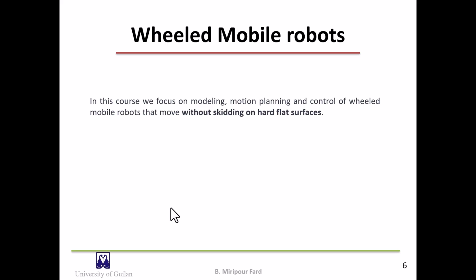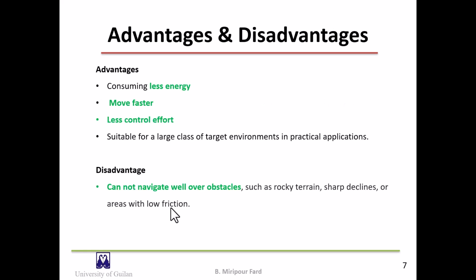In this course, we will focus on wheeled robots whose locomotion is based on wheels. We will not have anything to do with its perception. Our focus will be on navigation and especially path planning and control. Without loss of generality, we will consider simplifying assumptions such as moving without skidding on hard, flat surfaces.